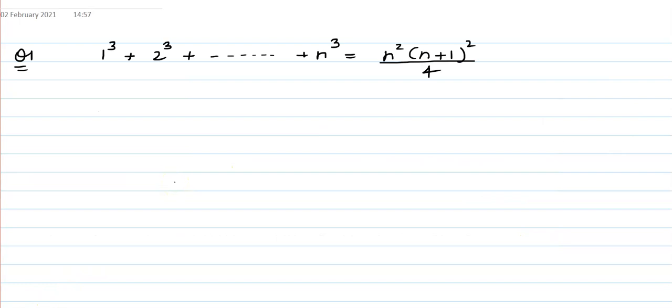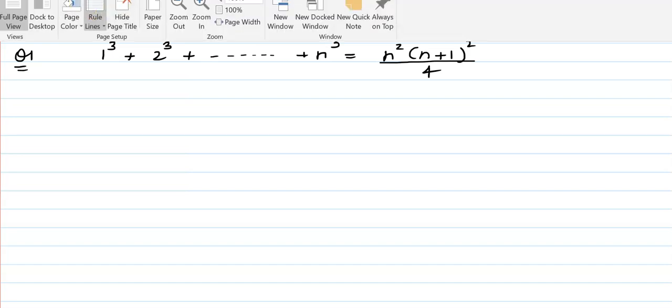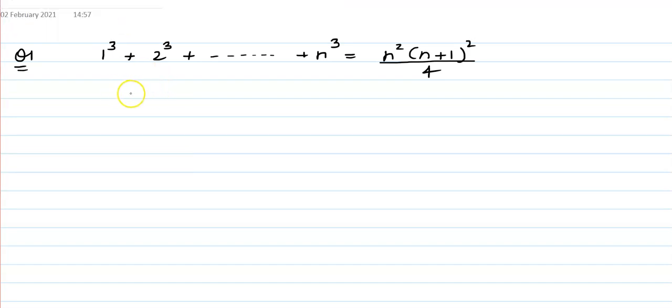So guys, can you see the question here? Okay, so 1 cube plus 2 cube plus up to n cube equals n square times n plus 1 whole square divided by 4, and we need to check whether it is true or not. So let's start by checking for n equal to 1. If you are checking for n equal to 1, you are taking the first term.